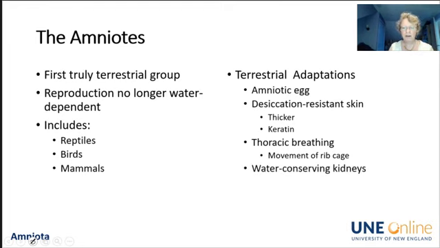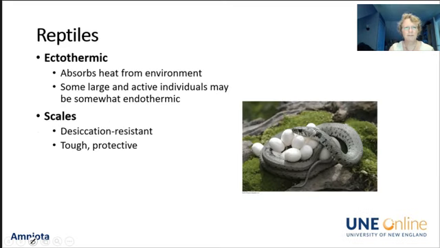Our kidneys are water conserving, very important in a terrestrial environment. And internal fertilization, no more spawning. We need to kind of deliver sperm to the eggs. So those are the important terrestrial adaptations that we see in the amniotes.